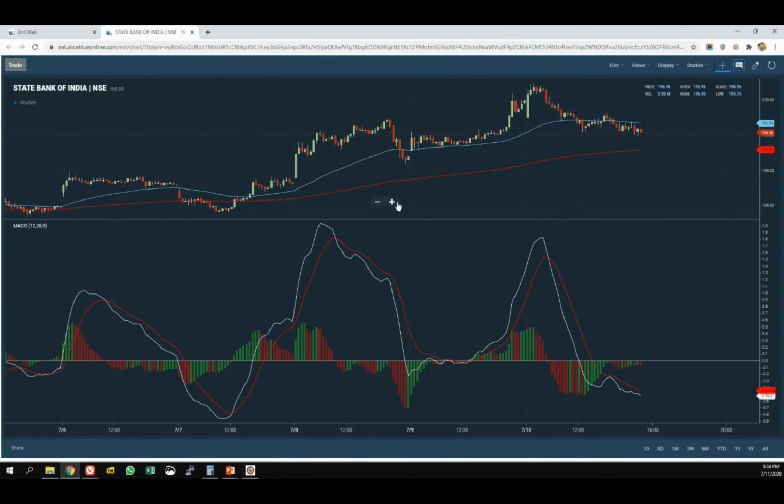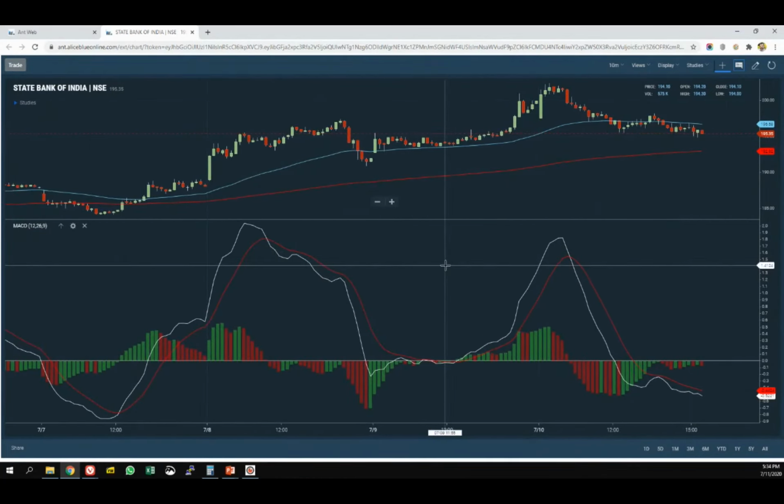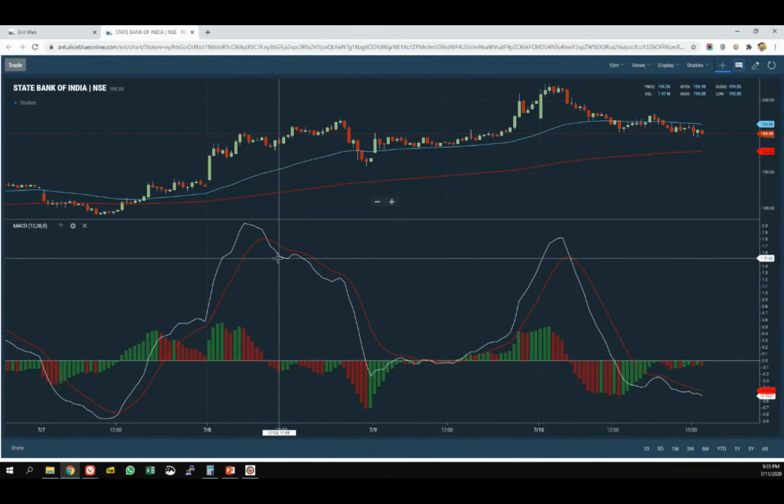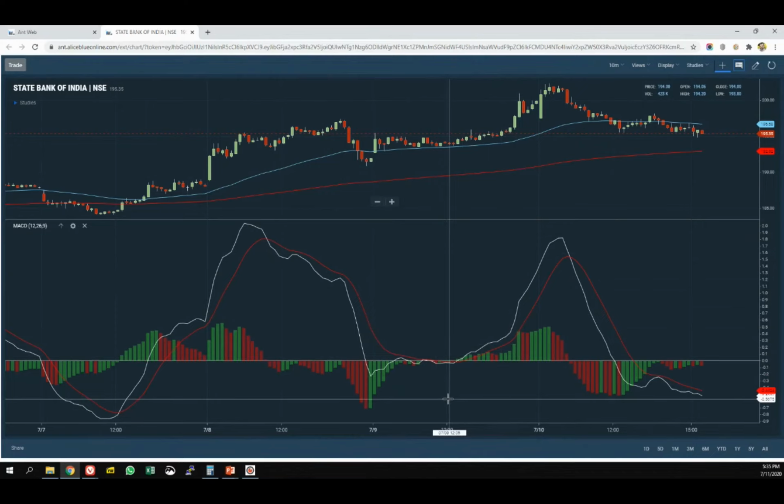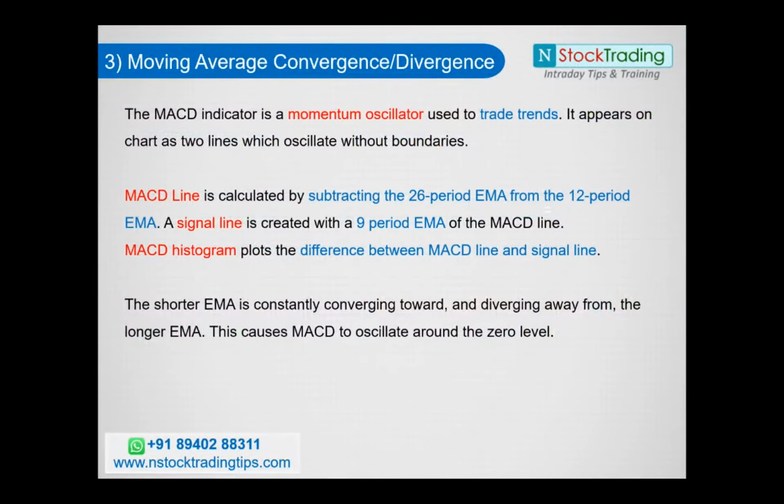Okay, so let me recap MACD again. So basically, MACD has two lines, which is the MACD line and the signal line. So the white line and the red line. And we have a zero line, and we have the histogram, which is the difference between the MACD line and the signal line. So this is basically how you can see and visually interpret MACD on Alice or any trading platform. Okay, now we'll go to the next one.